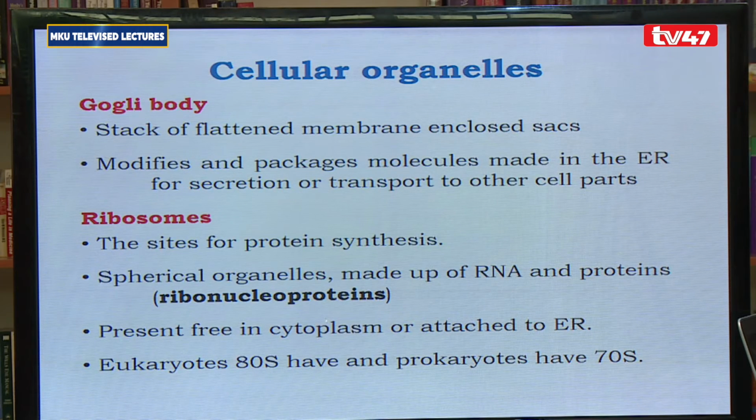They are present free in the cytoplasm, like I had shown you in the diagram, or they may be attached to the endoplasmic reticulum. And also, as I had mentioned, they are different. In the eukaryotic cell, we have the 80S type, and in the prokaryotic cell, we have the 70S type.